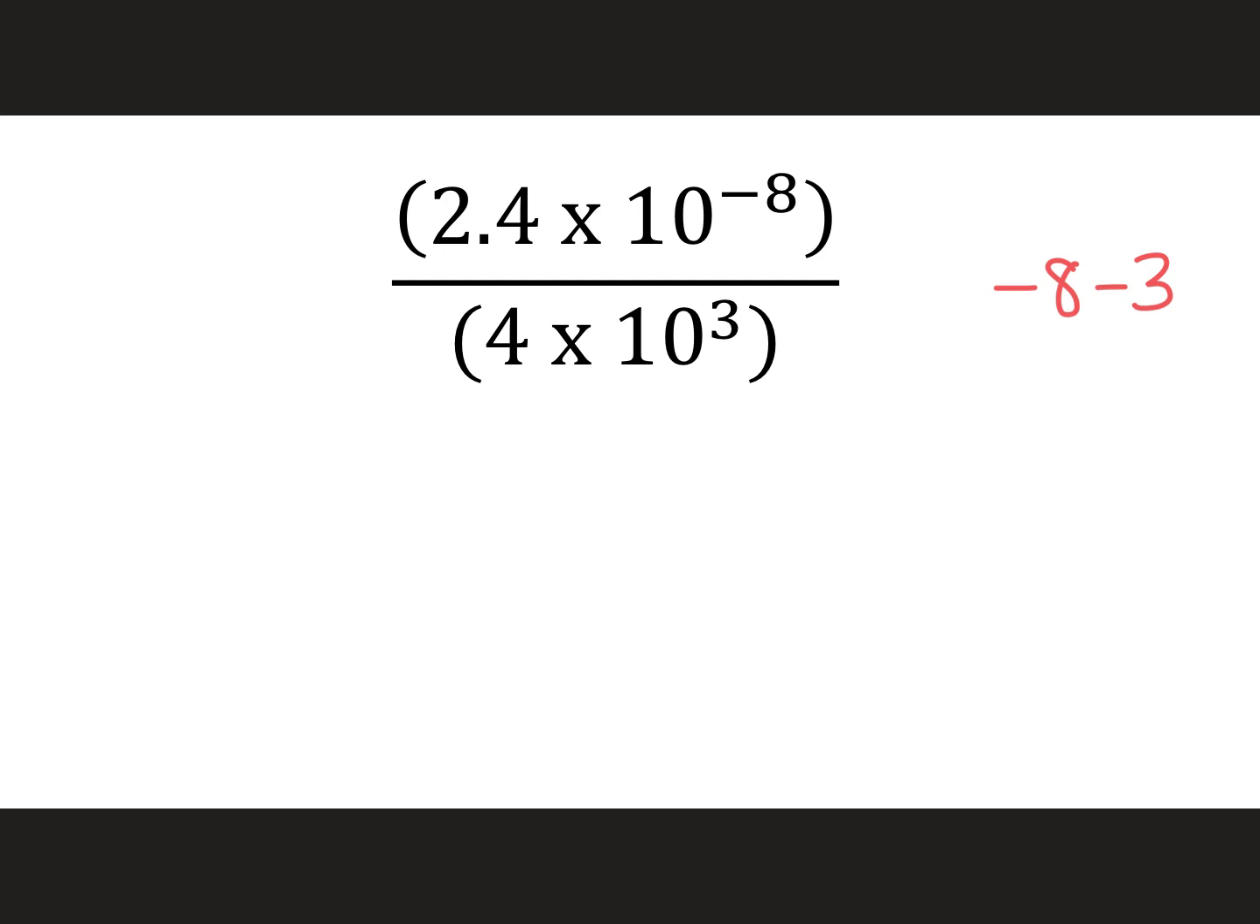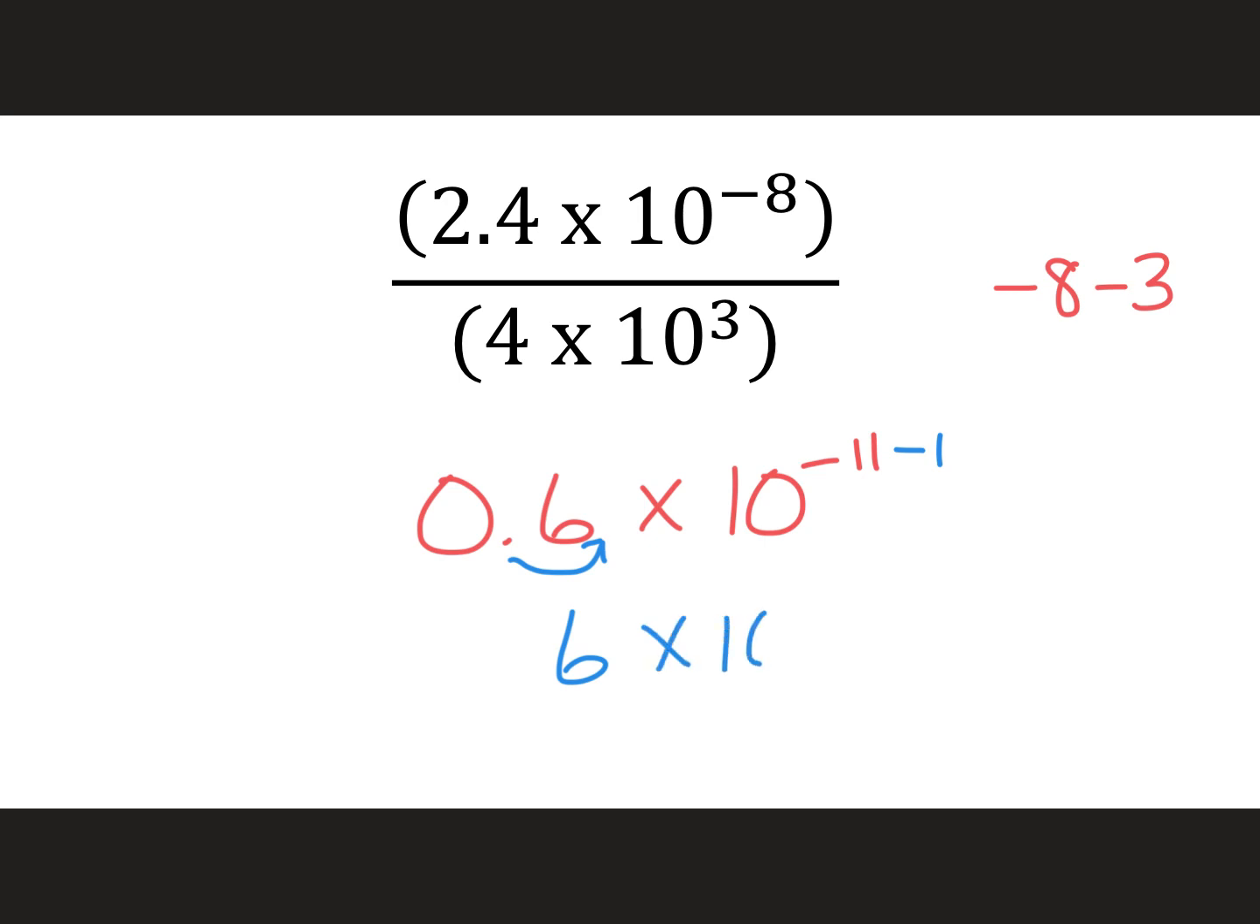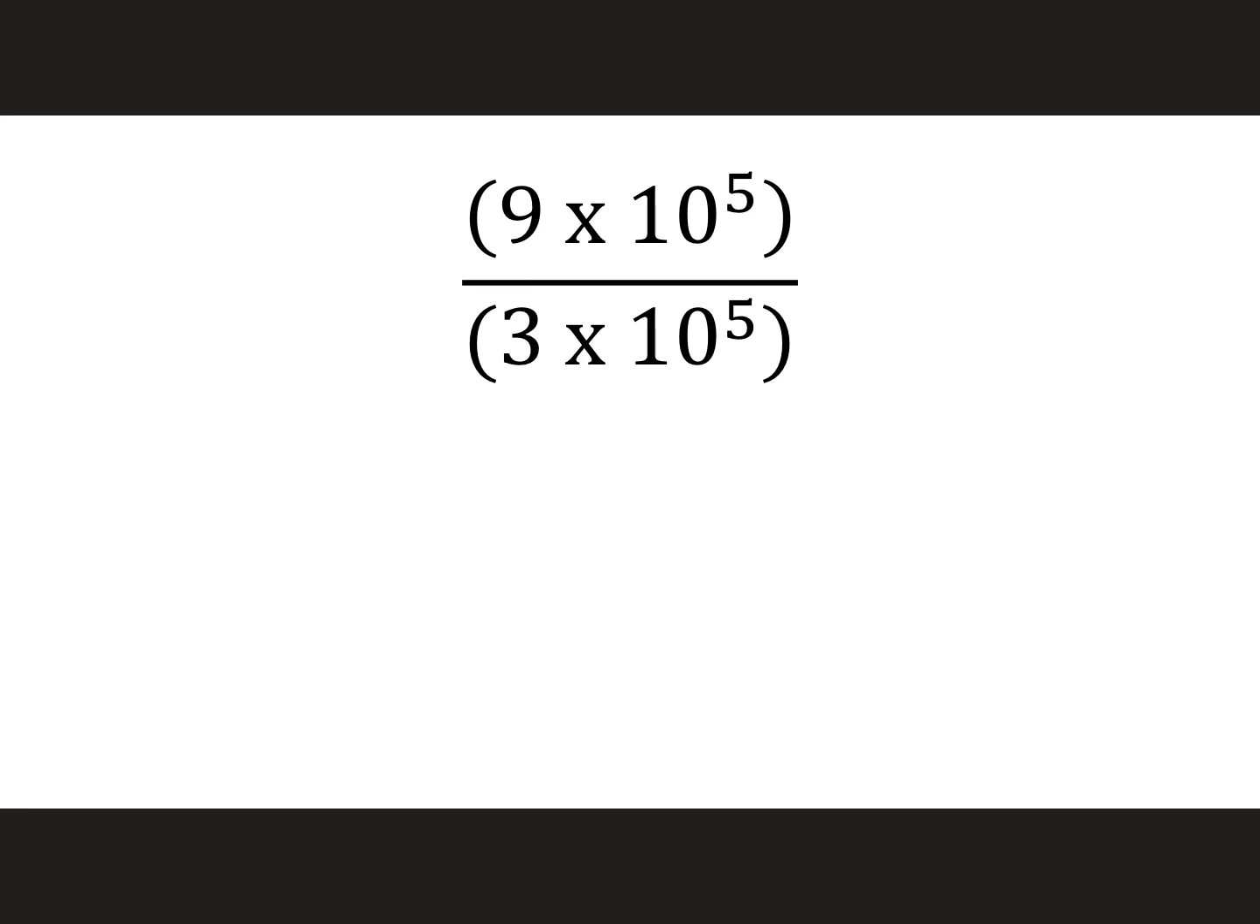Well, did you get this far? 0.6 times 10 to the power of negative 11, and that's what negative 8 minus 3 is. And then did you see that, oops, this is not correct scientific notation, so I'm going to move my decimal that way, making that number bigger. But if I make that number bigger, I have to make this smaller. So then it becomes 6 times 10 to the power of negative 12. Try this one and see what you get.